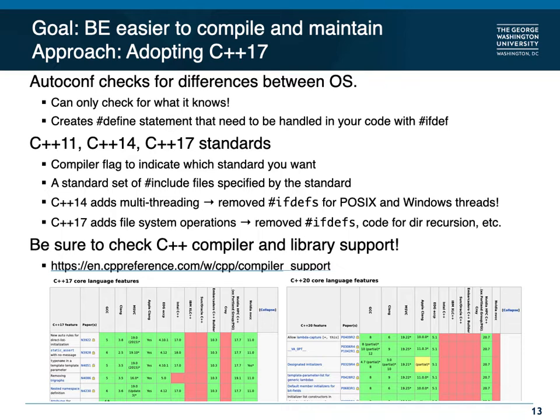But just moving to the standard isn't enough. You have to be sure that the tool chain you're using to compile the program actually supports the full standard. And that's why I'm using C++17, even though C++20 is now out. The support for C++20 is just not as good.